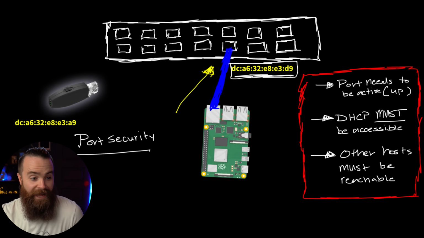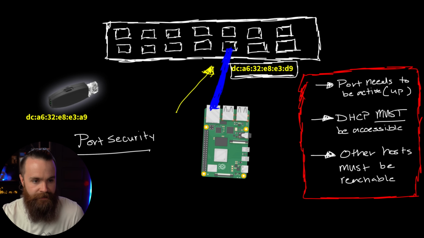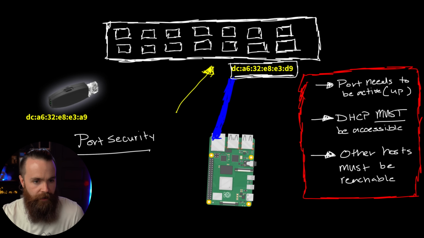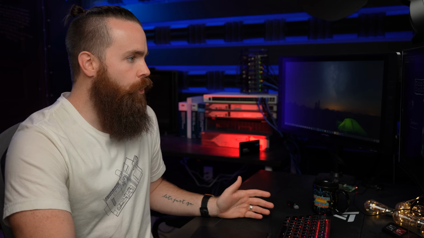So let's say our Shark Jack had this MAC address. If he did try to connect in, boop, unplug our Raspberry Pi and his MAC address showed up, nope, bounced. That's not the right MAC address, Shark Jack. You're out of here, dude. So let's configure that right now.